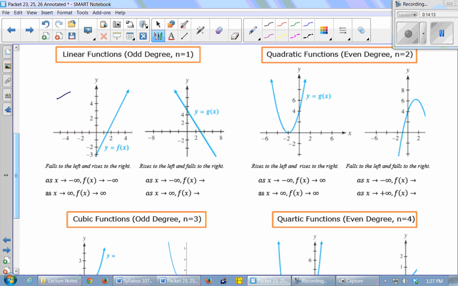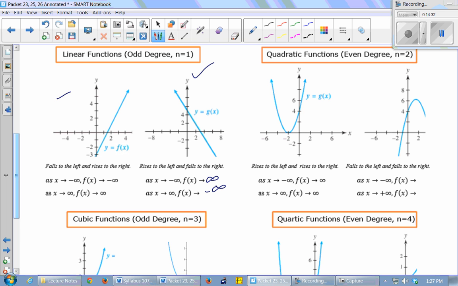So if I was going to fill in the end behavior for this graph right here, I would say as x approaches negative infinity, what's happening to f of x? It's going up to infinity. And as x approaches infinity, what's happening to the y values? Negative infinity.